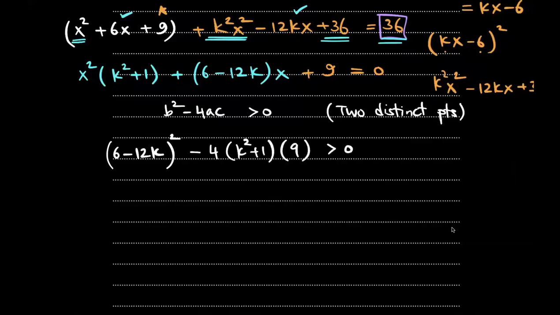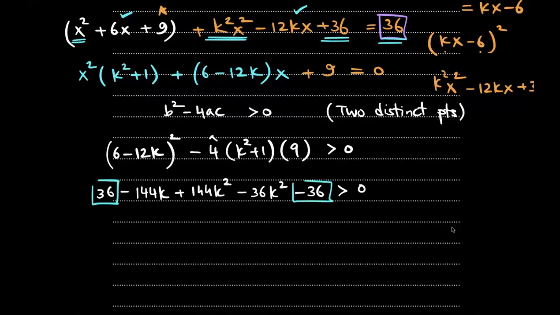Let's simplify it further. So this is 36 - 12 into 6 is 72 into 2, that's 144k. And this is 144k². And this is 4 into 9 is 36, - 36k². And 4 into 9, that is negative 36, is greater than 0. Again, it's a beautiful coincidence that the two 36 are canceling out. And we have 36, 144 and 36. I think that's 108k² - 144k is greater than 0.